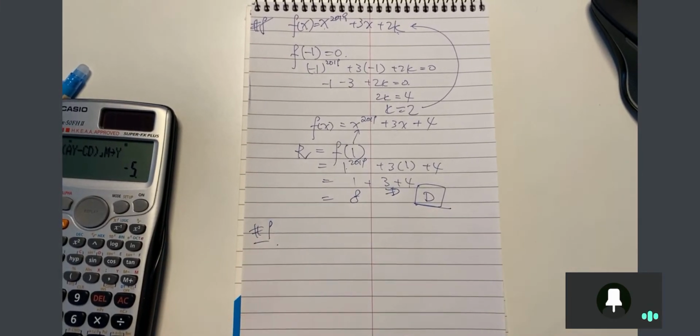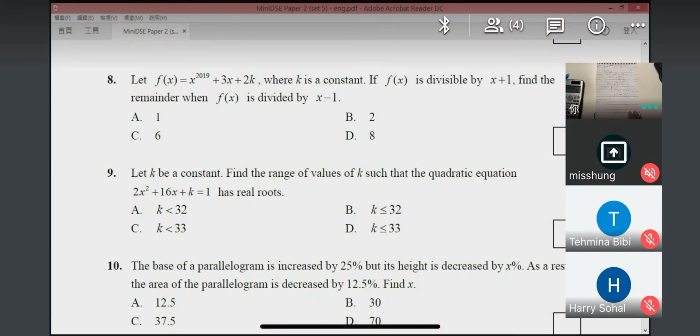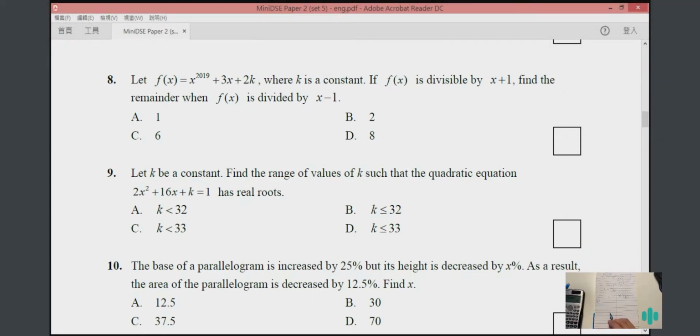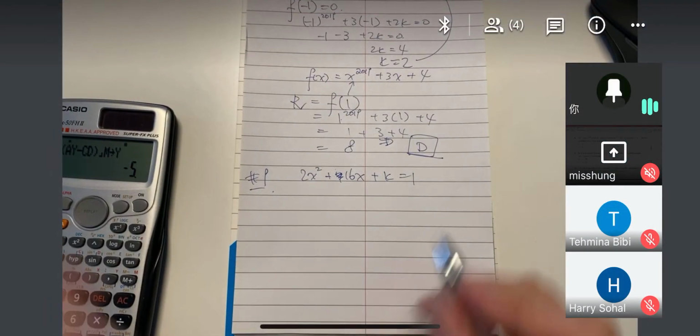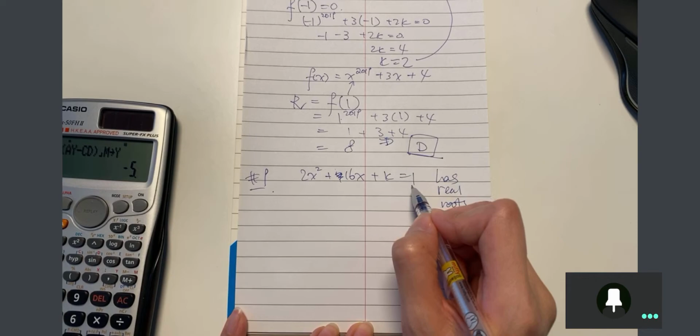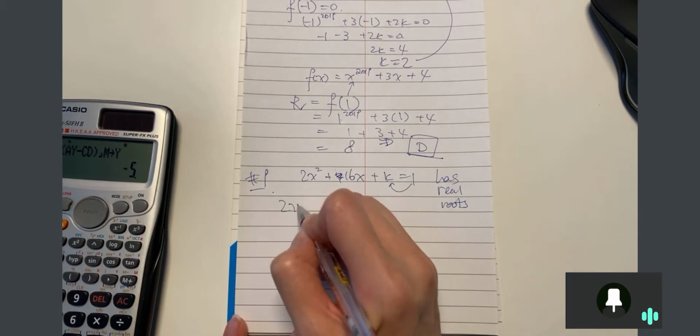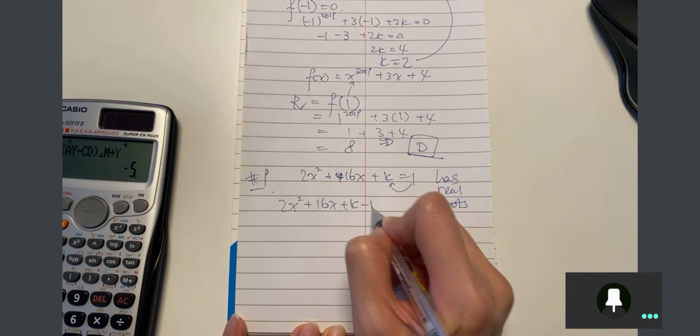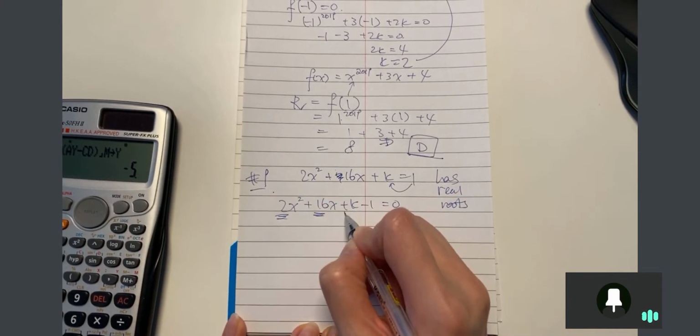Then number 9. Number 9 is a quadratic equation, given the quadratic equation having real roots. Having real roots, that means you need to find out the delta. The delta, which is, ABC, right? B squared minus 4AC. So I rewrite the question first. Has real roots. Okay, and then reform it, rewrite to find the correct A, B, and C.